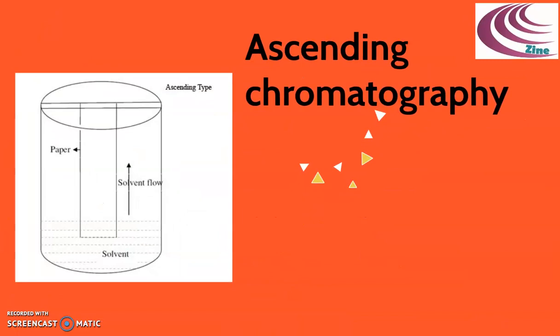Ascending chromatography. As the name indicates, the chromatogram ascends. Here, the development of paper occurs due to the solvent movement or upward travel on the paper. The solvent reservoir is at the bottom of the beaker. The paper tip with the sample spots just dips into the solvent at the bottom so that spots remain well above the solvent.